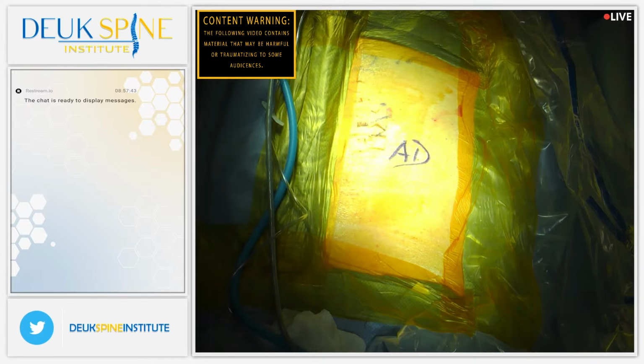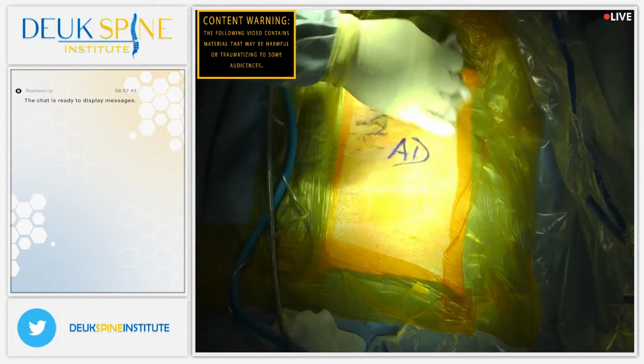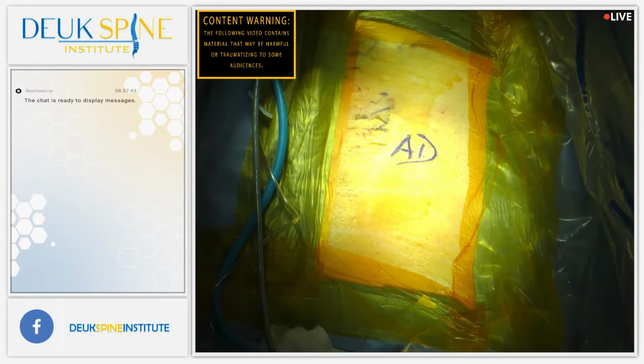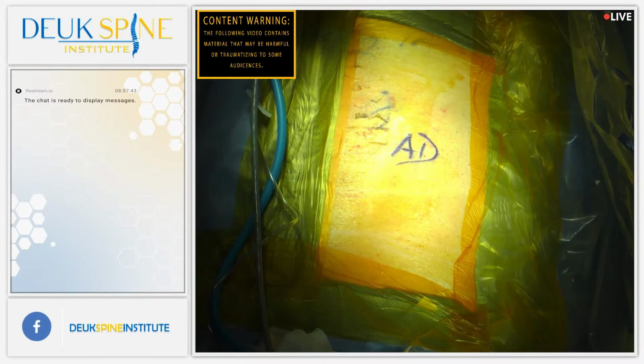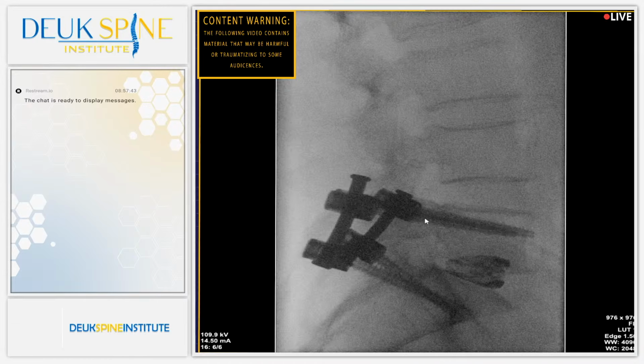Now, folks, you can see on the x-ray, right, Anthony? Are you showing the x-ray? Yes, I am. All right. Can you see the white arrow? Yes, I can. All right.